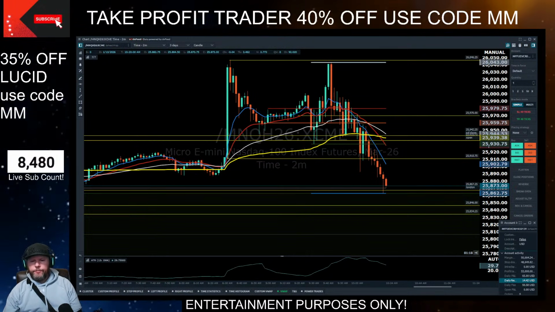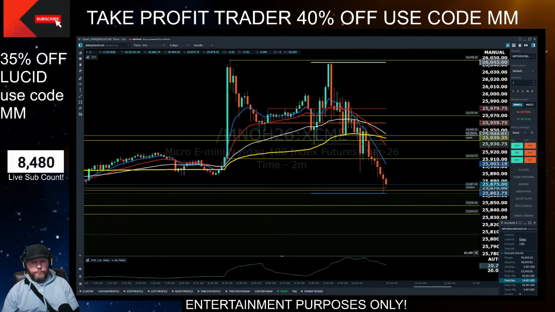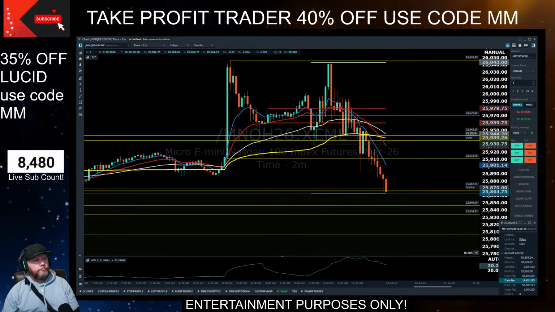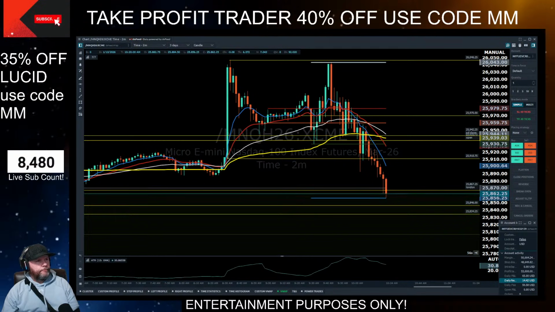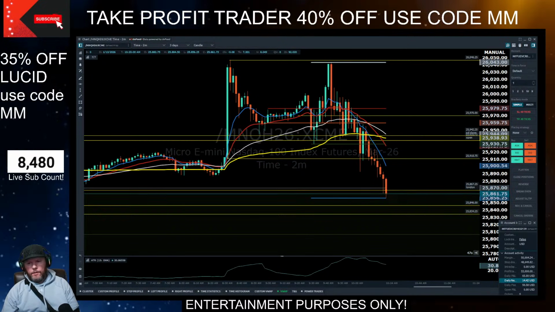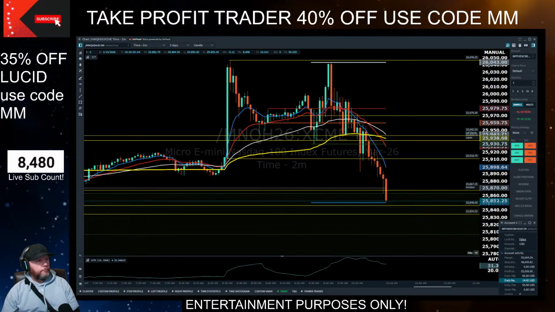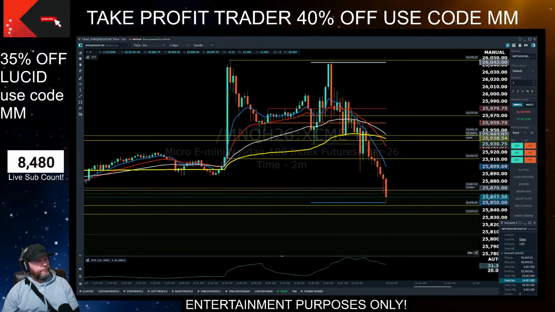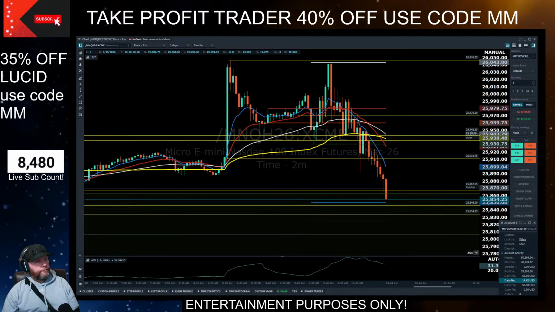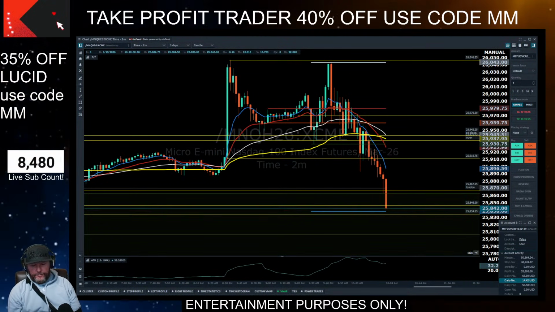What do we do here? Do we continue to push lower? Headed towards the 46 level here. Nice, nice, nice. Push right back lower there.